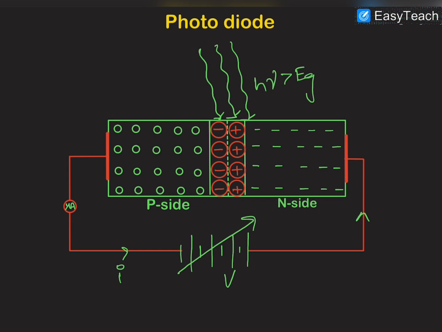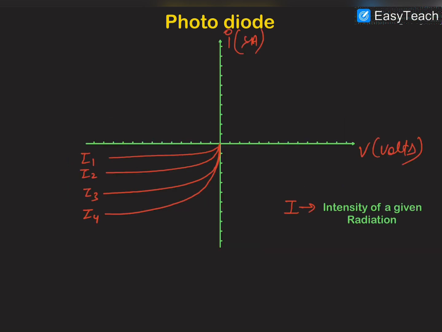Now we know that when no light is falling on the diode, some current still flows through the diode, and this current is called dark current. It is referred to as dark current due to the fact that this current flows even when no light is falling on the diode.